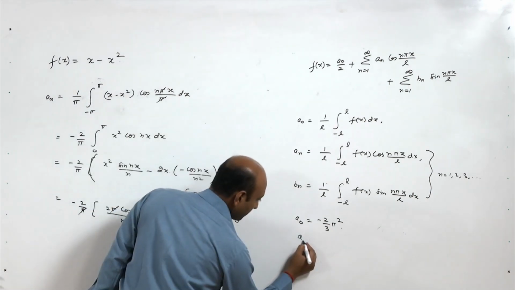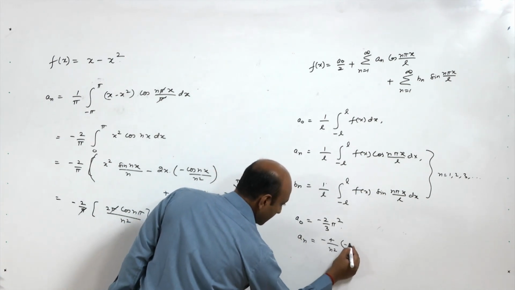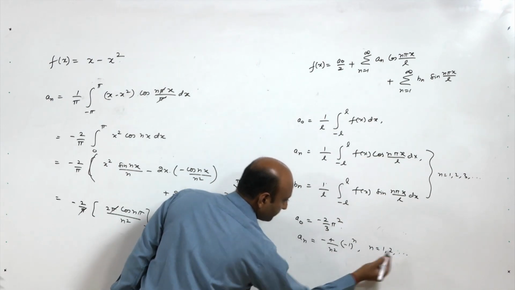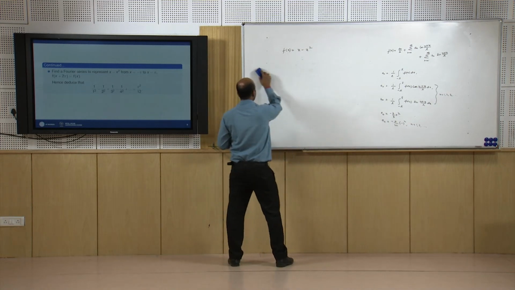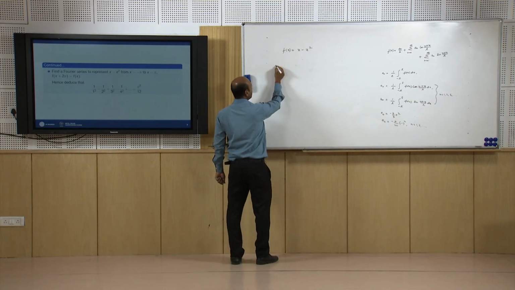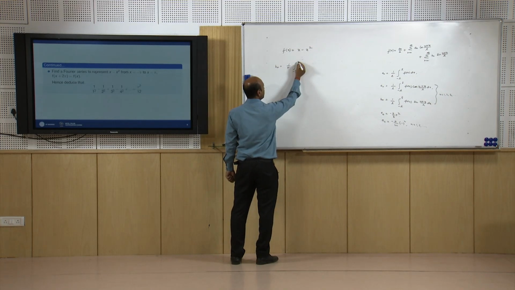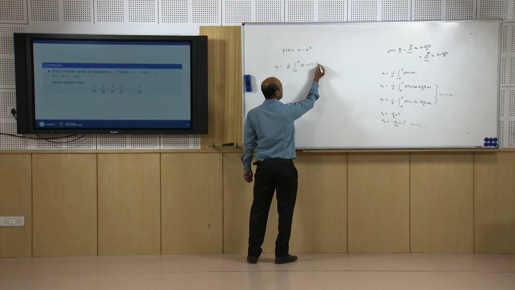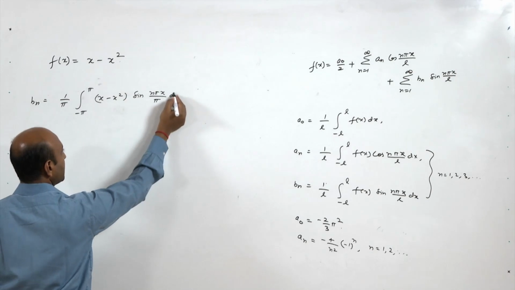So, a n is nothing but minus 4 upon n square times minus 1 to the power n, where n varies from 1, 2, 3 and so on. Okay. Now, Bn can be calculated in a similar way. So, what will be Bn? Bn will be 1 by pi integral minus pi to plus pi of x minus x square times sin n pi x by L dx.